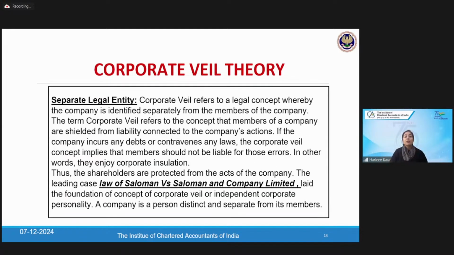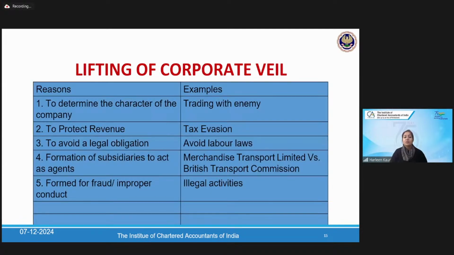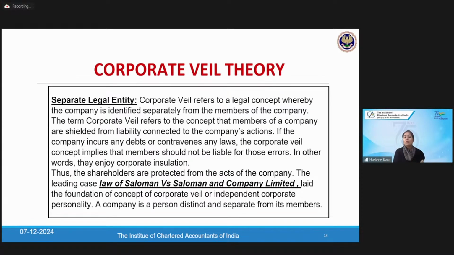So these are the few cases. This is the separate legal entity. Now this is very important. If the examiner gives you a question, what is the concept of separate legal entity? Then this is how you have to explain it.